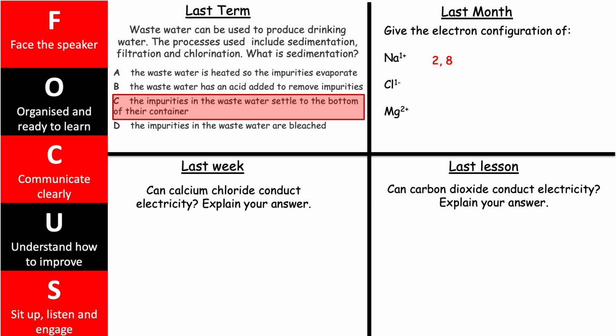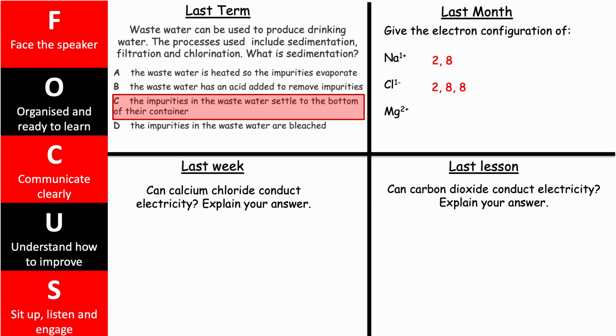Chlorine has 17 electrons, but chloride has got a -1 charge, so it must have gained an electron. So the chloride ion actually has 18 electrons. We know 2 can fit in the first shell, 8 can go in the second shell, which leaves 8 to go in the third shell. So the electron configuration of chloride is 2, 8, and 8.